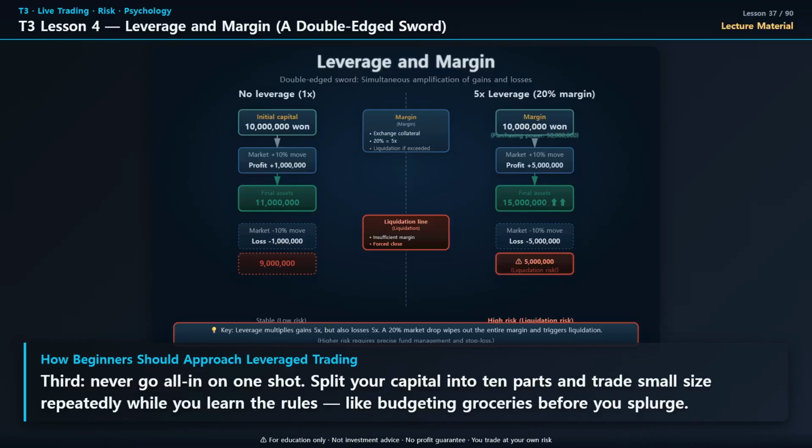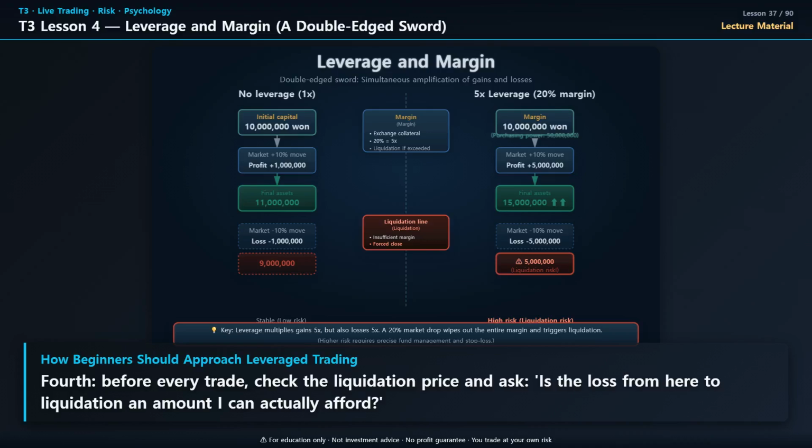Third, never go all in on one shot. Split your capital into 10 parts and trade small size repeatedly while you learn the rules, like budgeting groceries before you splurge. Fourth, before every trade, check the liquidation price and ask, is the loss from here to liquidation an amount I can actually afford?